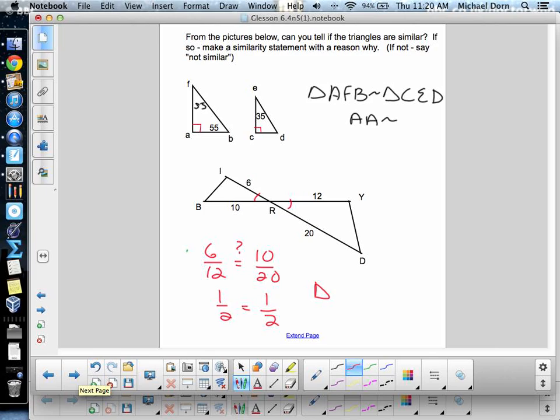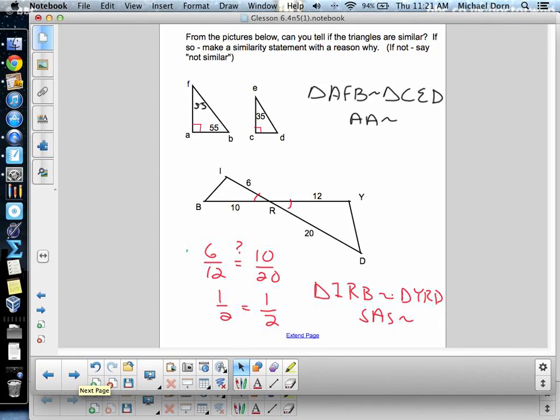So triangle, now we have to name it, IRB is similar to YRD, and that's side angle side similarity. And this is what we're going to be practicing doing, looking at stuff like that. Let me get your worksheets for you.